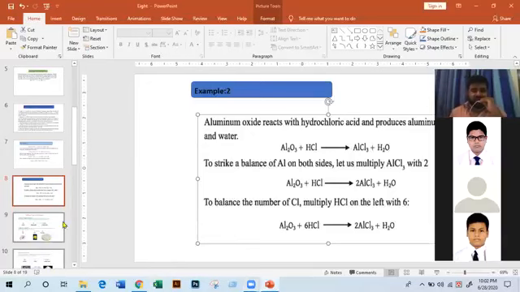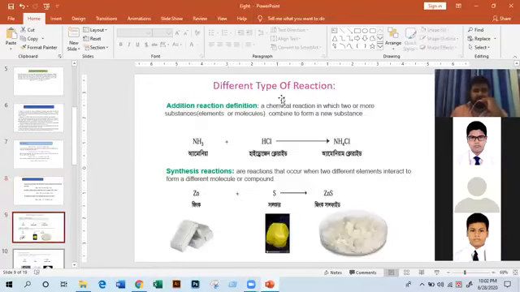আচ্ছা, এবার চলে আসো, আমরা আজকে একটা নতুন জিনিস শিখবো, ডিফারেন্ট টাইপ অফ রিঅ্যাকশন। দেখো, ফার্স্ট অ্যাডিশন রিঅ্যাকশন। A chemical reaction in which two or more substance, elements or molecules combine to form a new substance. Then ammonia and HCl react each other then produce ammonium chloride. অর্থাৎ two molecules react each other then produce ammonium chloride.